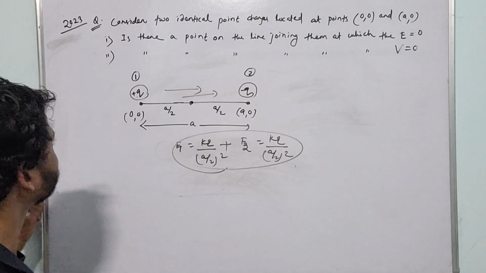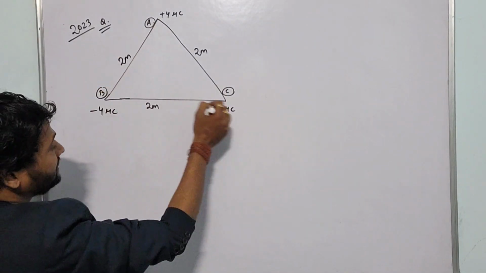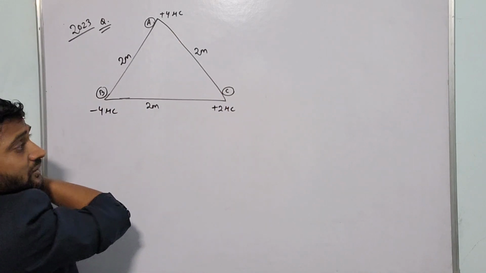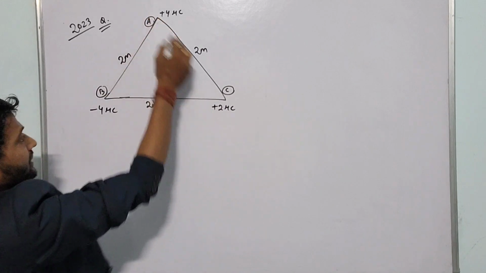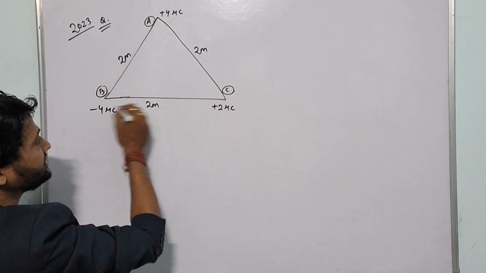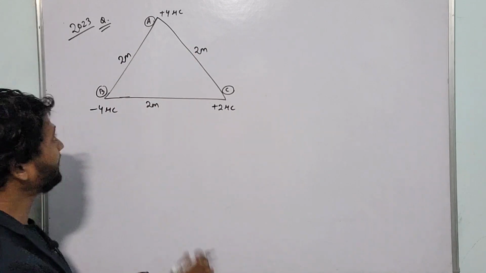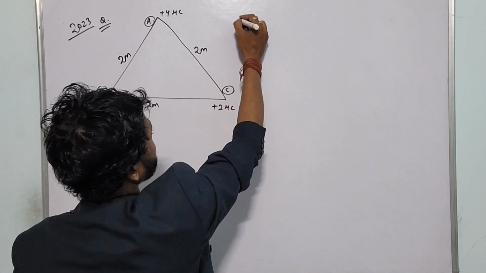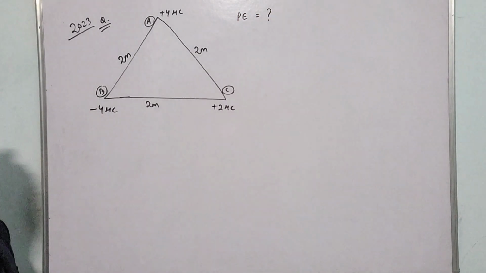Okay, shall I erase? देखो ये क्वेश्चन क्या है? There are 3 different charges. One is plus 4 microcoulomb, minus 4 microcoulomb, and plus 2 microcoulomb, located at 3 corners ABC of an equilateral triangle of side 2 meter. So we'll have to find out what is the net electrostatic potential energy.